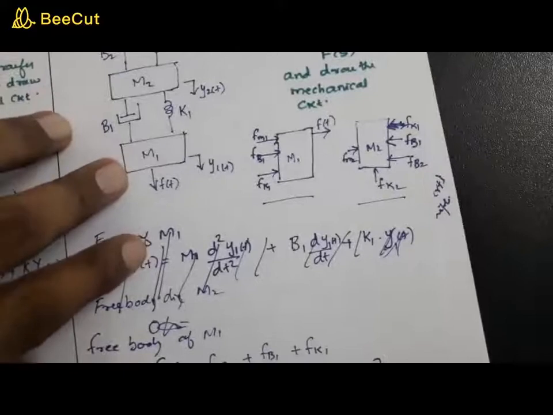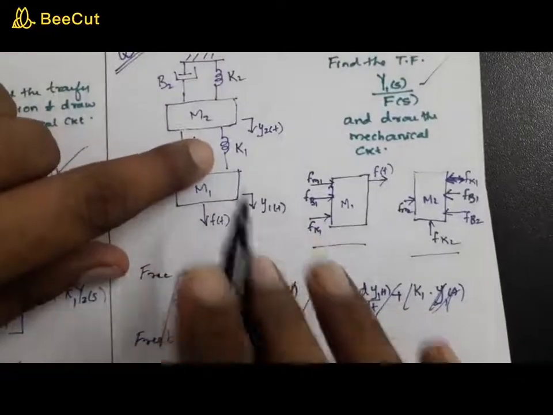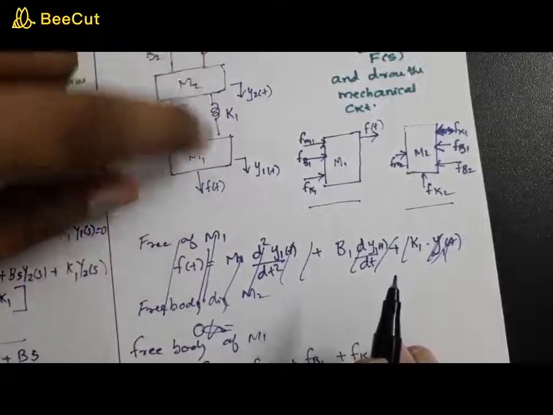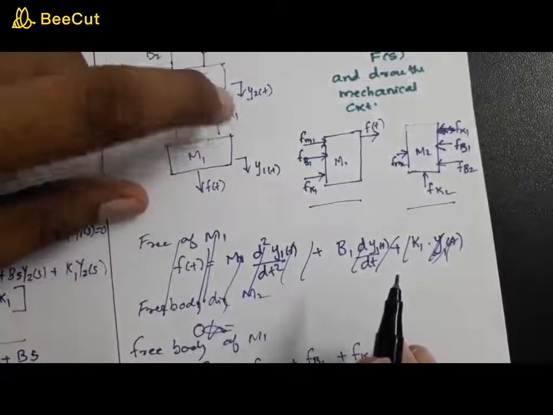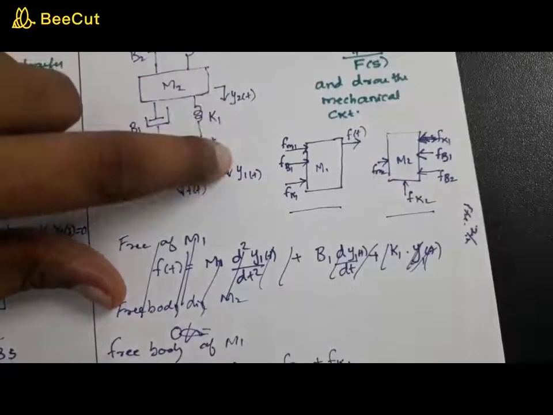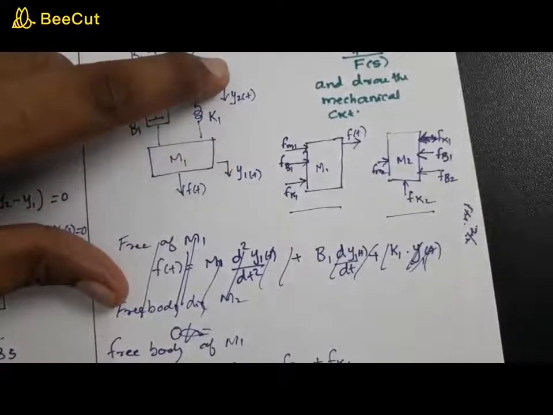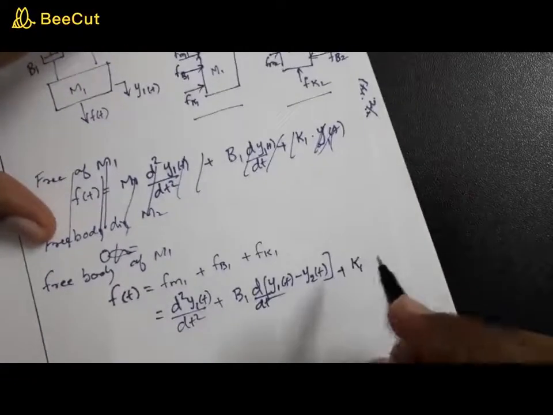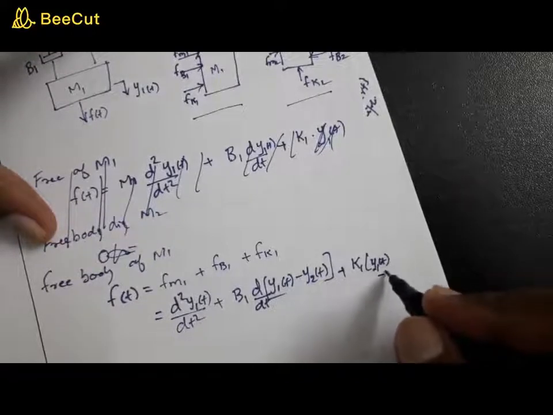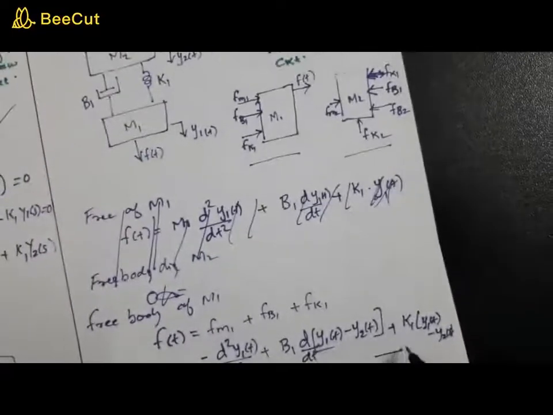Next is Fk1. Again you have a spring constant which is connected between the two masses M1 and M2. That means this gets affected by these two displacements. You know that the spring force is proportional to the displacement, or you can say the difference in the displacement. So that will be K1 into Y1 of t minus Y2 of t. Okay, that's the first equation.